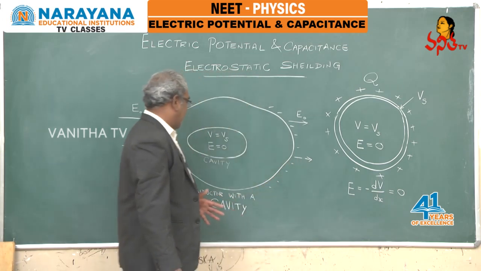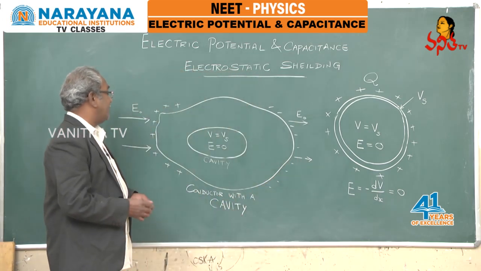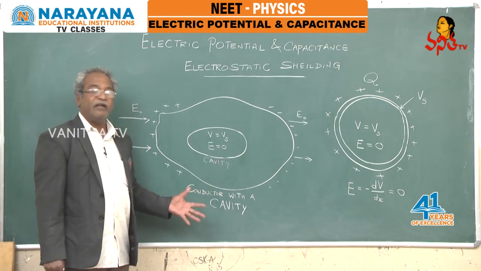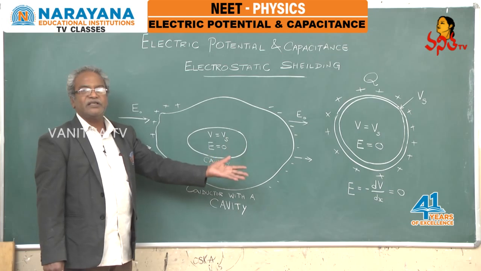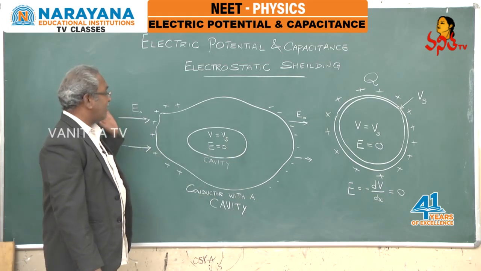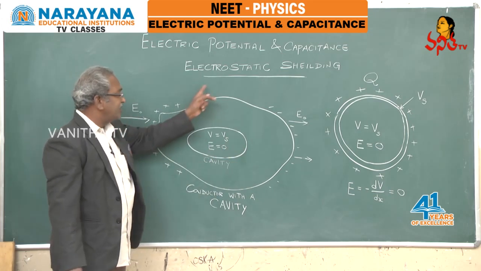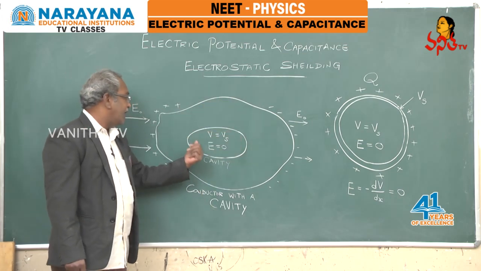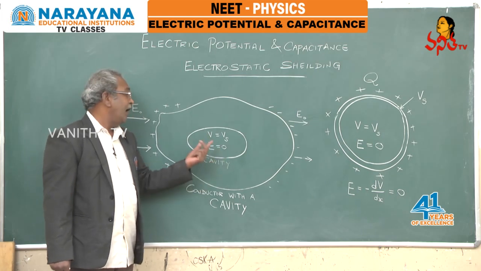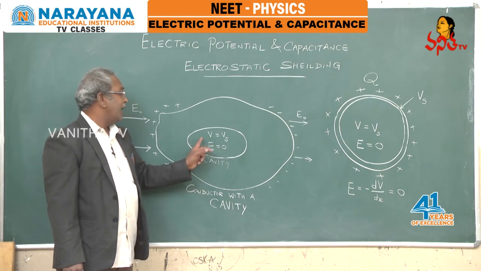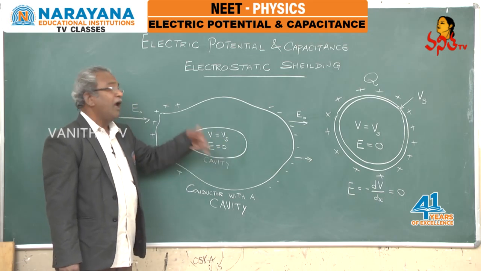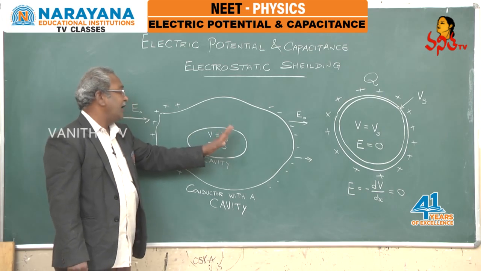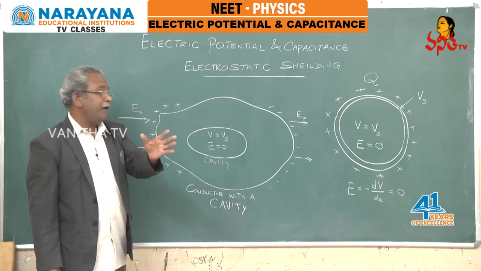Similar to that, if you take any metallic conductor with a cavity, whatever the electric charges outside may be, even if there is an electric field outside, the charge distribution will arrange itself in such a way that at every point inside the cavity, electric intensity will be 0 and potential will be constant and equal to that on the surface. So, this cavity space is electric intensity free.